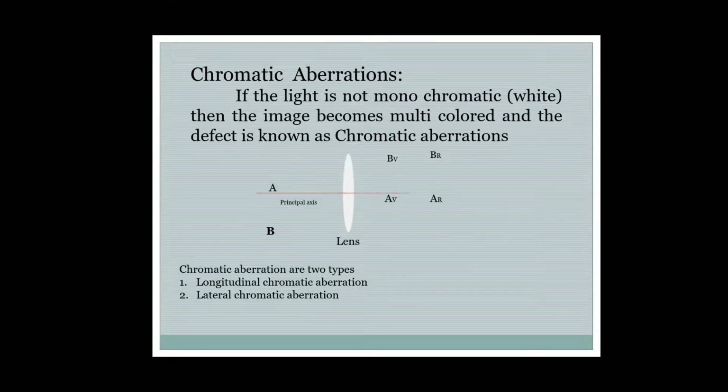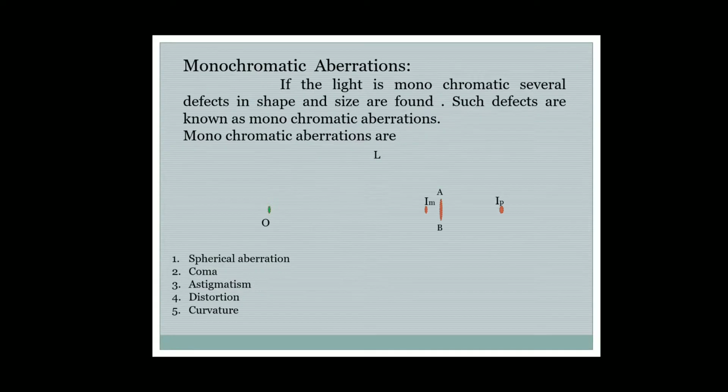So, the definition of chromatic aberration. As I already told you, if the light is not a single color but multicolor, maybe white, the image formed by the lens has different colors, different sizes and different positions. This kind of defect by the lens is called chromatic aberration. If the light is not monochromatic, that is not only white but multicolored, a mixing of different colors, then the image becomes multicolored and the defect is known as chromatic aberration. Chromatic aberration is also of two types: one is longitudinal chromatic aberration and the second is lateral chromatic aberration. We will discuss longitudinal and lateral chromatic aberration in the next class.